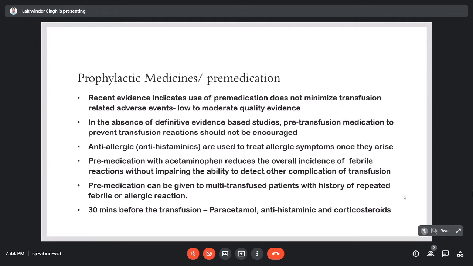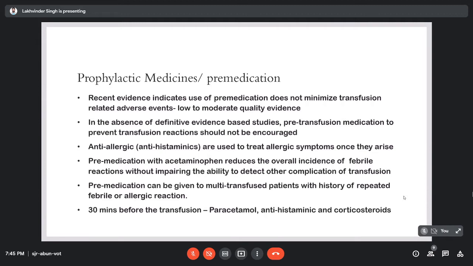And pre-medication with acetaminophen reduces the overall incidence of febrile reaction without impairing the ability to detect other complications of transfusion. So yes, paracetamol has some role in decreasing the severity of the febrile reaction, but it may not prevent it completely. So pre-medication should be given to a multi-transfused patient with history of repeated febrile or allergic reaction, not in general. And it has to be given 30 minutes before the transfusion. You can give paracetamol and antihistaminic because they act within 15 to 20 minutes.